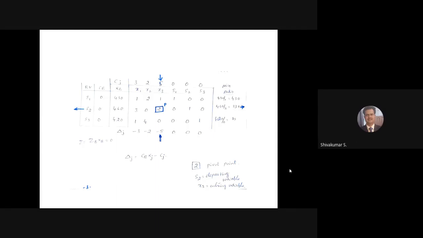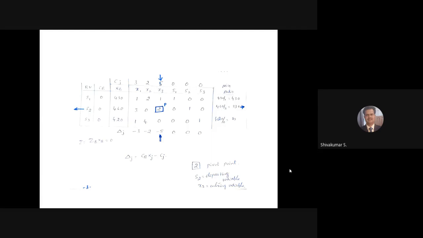Second column correspondingly: 0 into 2 plus 0 into 0 plus 0 into 4, so 0 minus 2, written as minus 2. Third column: 0 into 1 is 0, 0 into 2 is 0, 0 into 0 is 0, 0 minus 5, so minus 5 you have. For the s columns, 0 into 0, 0, 0, 0 minus 0 is 0, so you get 0, 0, 0 for the remaining columns S1, S2, S3. Now you have minus 3 for the x1 column, minus 2 for the x2 column, and minus 5 for the x3 column.